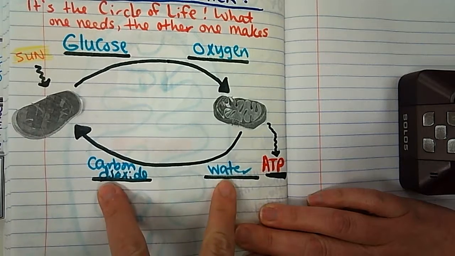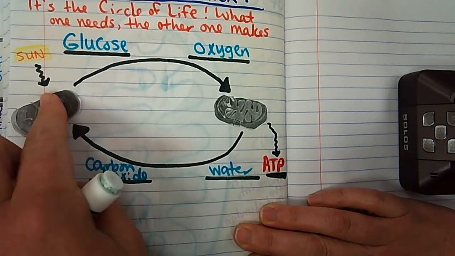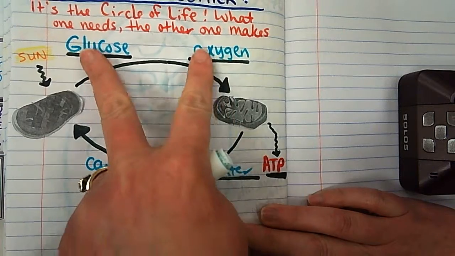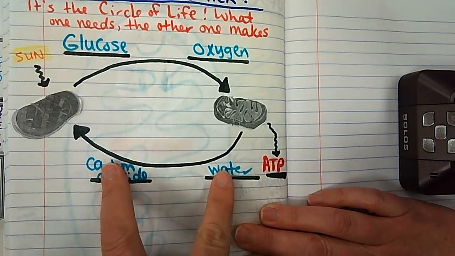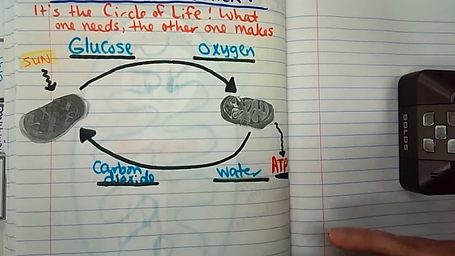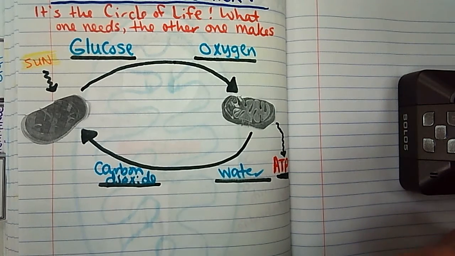Well, water and carbon dioxide have to go into the chloroplast, use sunlight energy to create these two things. These things go into the mitochondria to create that energy, and these as waste. These go in here. So you can see why I call this the circle of life.